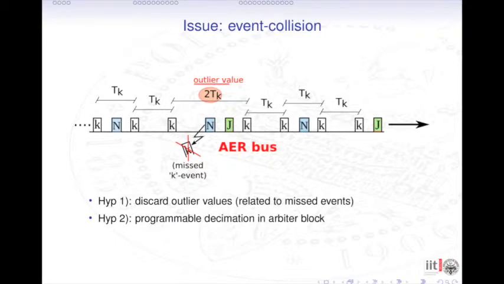Moreover, you can also implement a programmable decimation in the arbiter, so that in a channel where a high rate of events occurs, you can decimate these events and transmit only 1 event per 10 events at the input, for example. And so you reduce the complexity of the transmission in the AER bus.